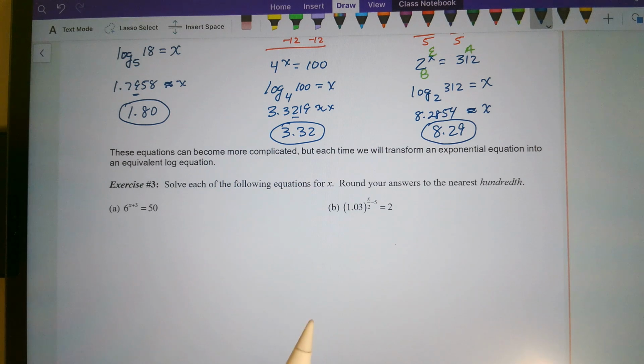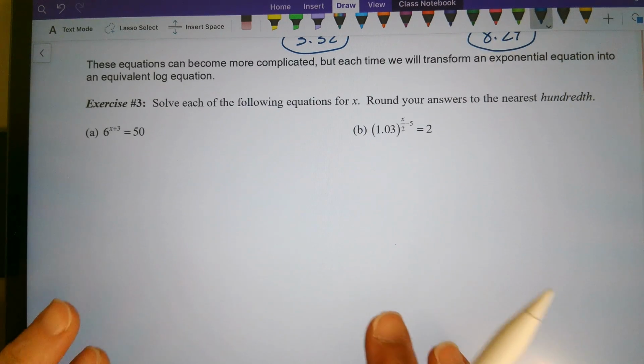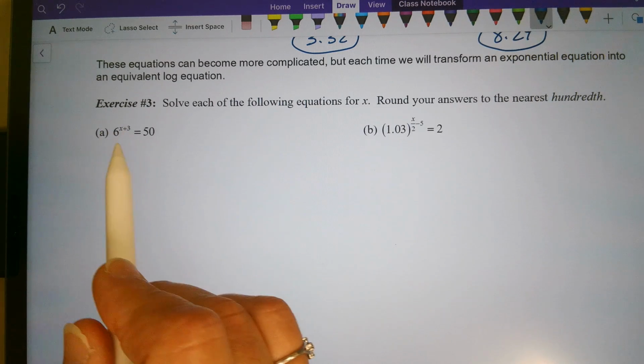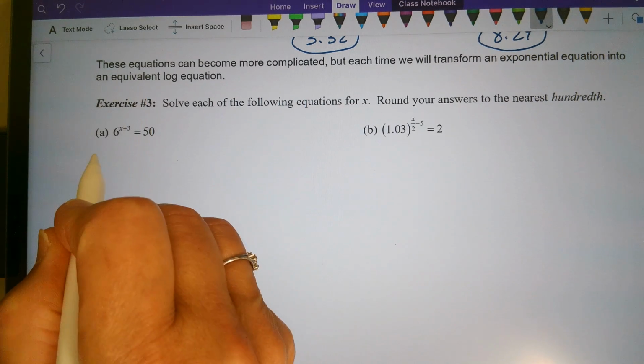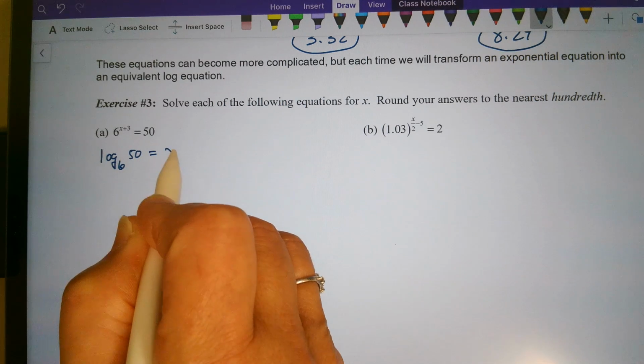Okay, so they can become more complicated. Solve each of the following equations for x, round answers to the nearest hundredth. 6 to the x plus 3 equals 50. All right, so our base and exponent are isolated right here. We switch to log form. We have log base 6 of 50 equals x plus 3.